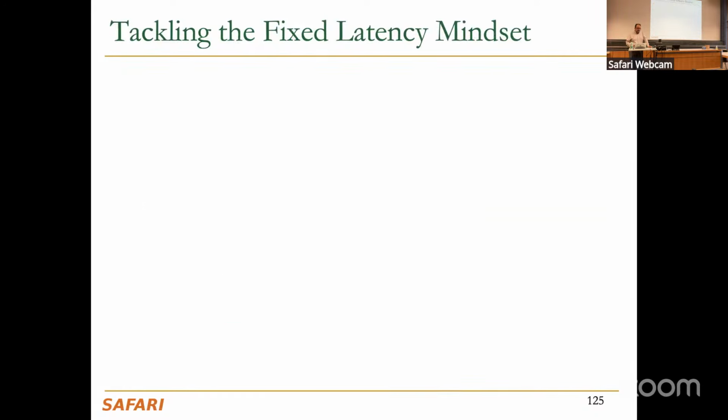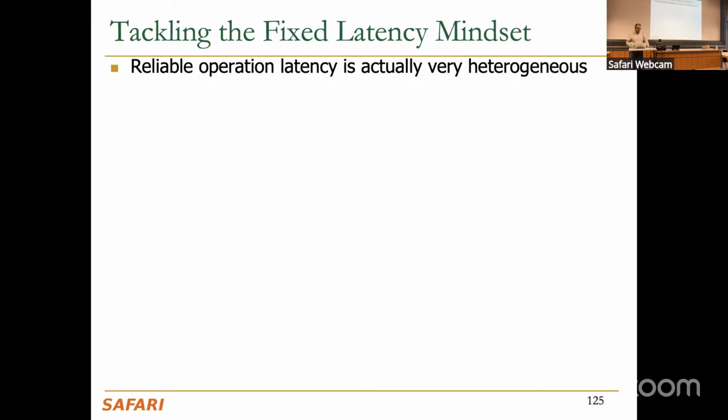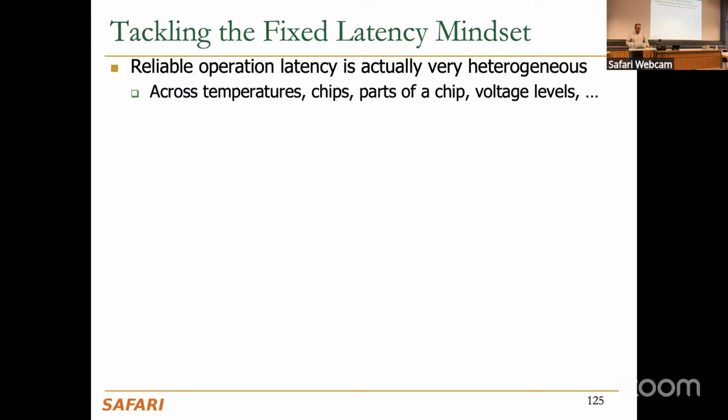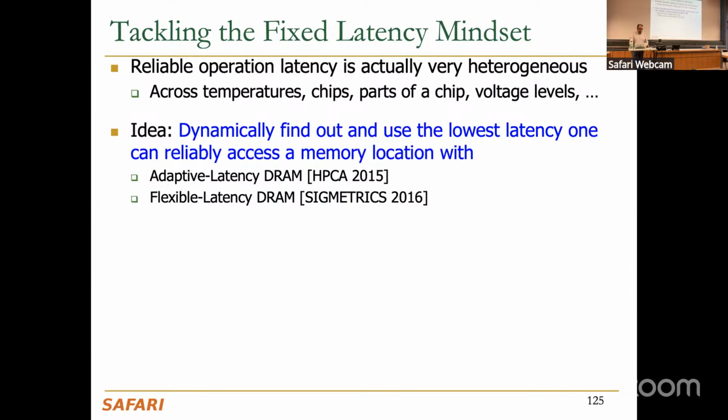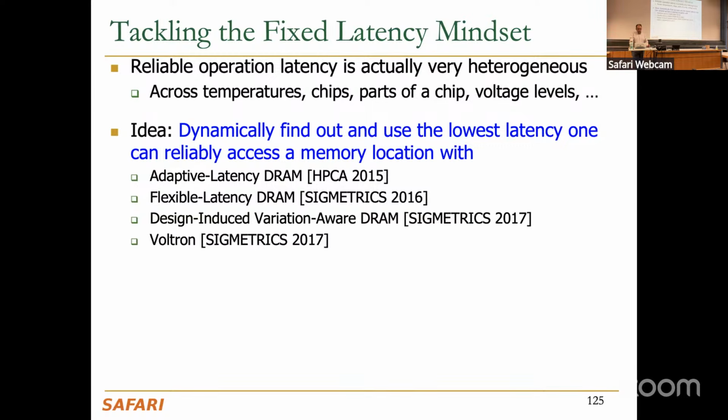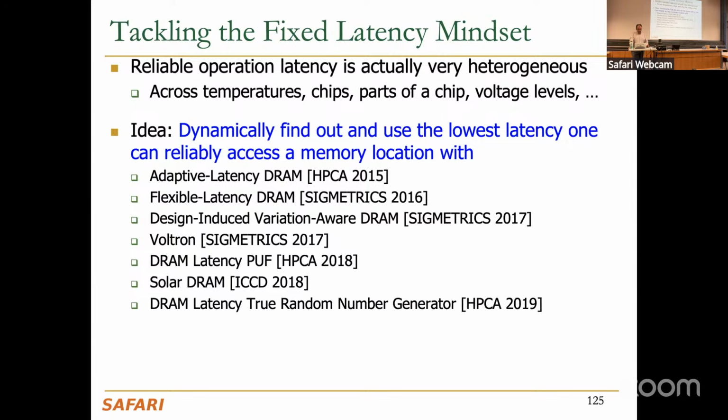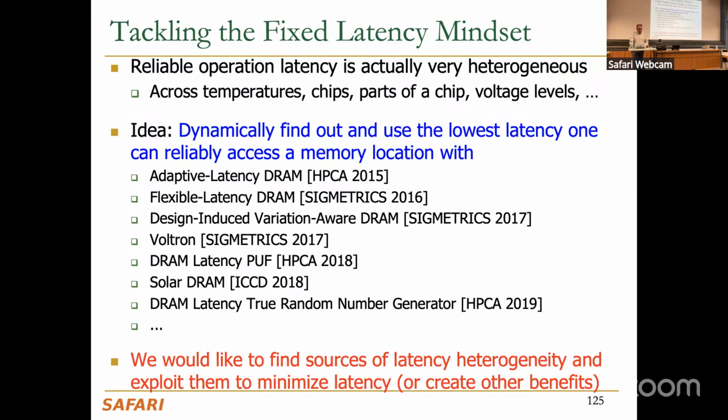So basically, we want to tackle the fixed latency mindset. Reliable operation latency is actually very heterogeneous across different temperatures, different chips, parts of a chip, voltage levels, and so on and so forth. So the idea is to dynamically find out and use the lowest latency one can reliably access a memory location with. I'm going to discuss different works, and we're not going to have time today to go over all of them, so the rest will hopefully be covered next week. We would like to find sources of latency heterogeneity and exploit them to minimize latency or create other benefits that you're going to see in this lecture.